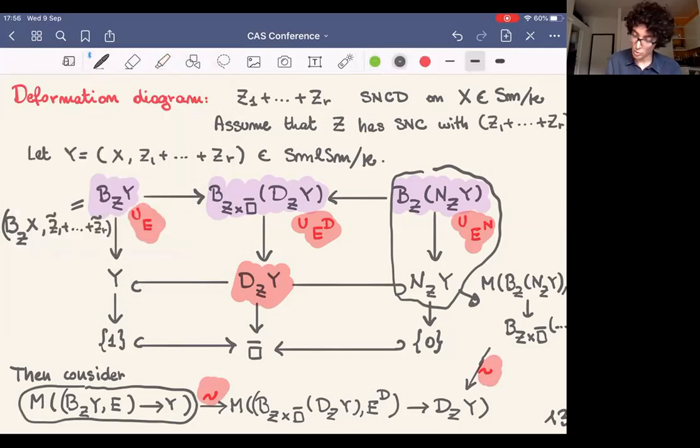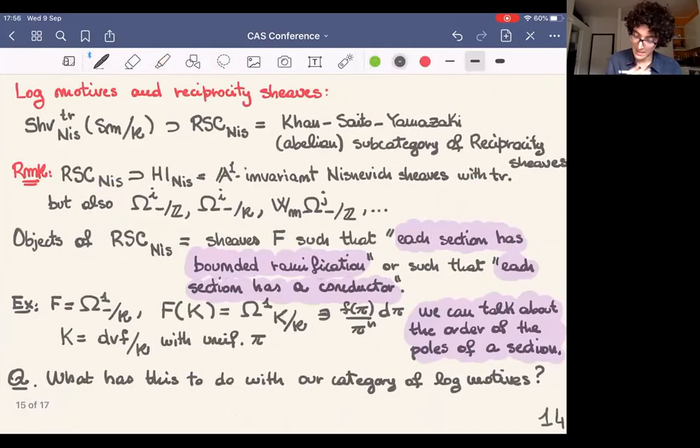Okay, so I have a few more minutes, and I want to use the last 5 minutes to explain another connection of our theory to another theory that aims at understanding a known homotopy invariant phenomena. That's the theory of reciprocity sheaves.